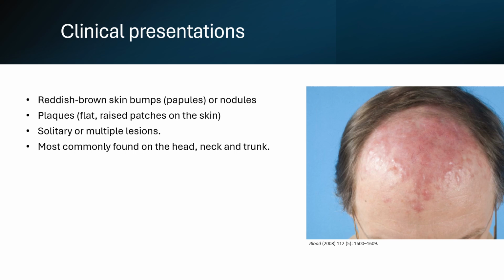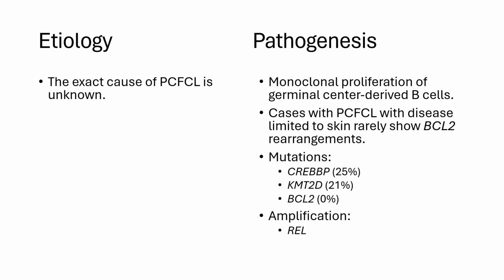Usually, clinical presentation includes a reddish-brown skin bump, which is called a papule or nodule, and sometimes can also occur with plaque. It can either be a solitary or multiple lesions, and is most commonly found in the head, neck, and trunk region. The etiology currently is unknown, but the pathogenesis includes the monoclonal proliferation of germinal center derived B cells, and cases of primary cutaneous follicular center lymphoma with disease limited to the skin rarely show any BCL2 rearrangement.